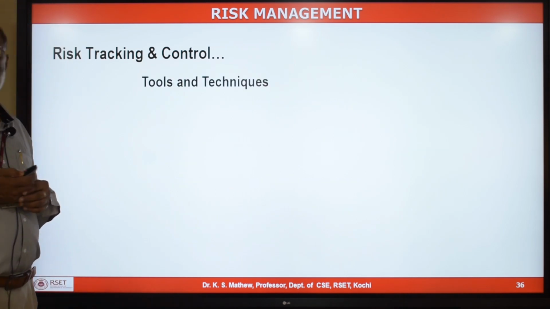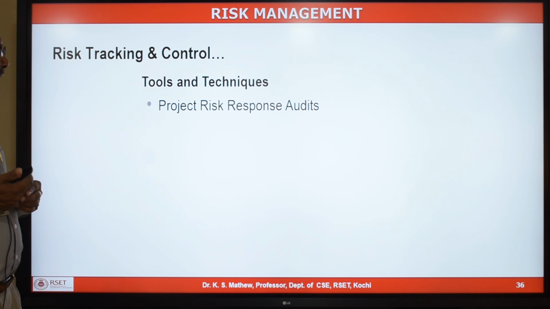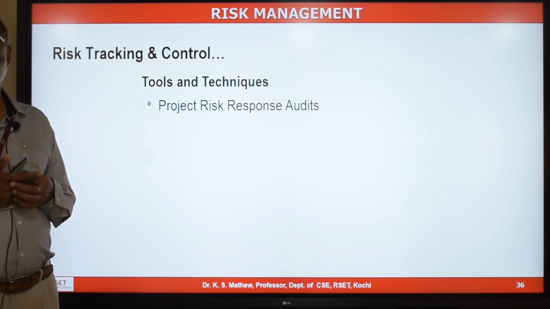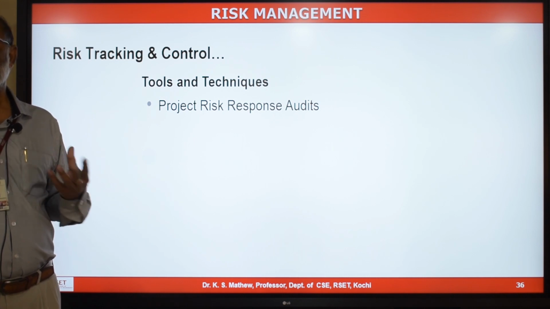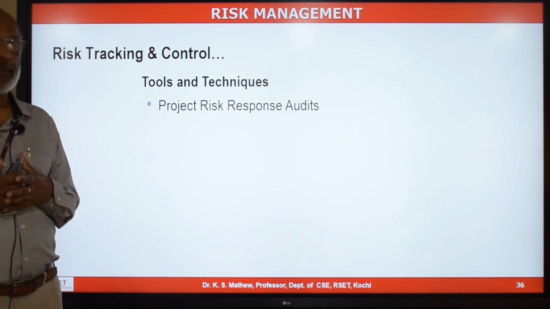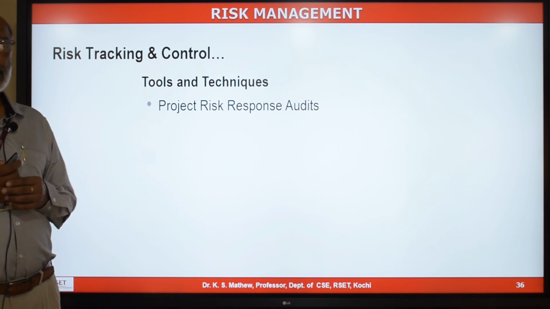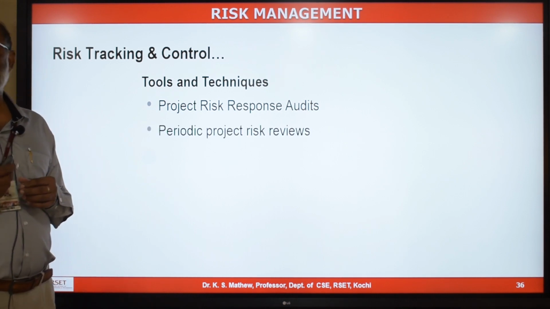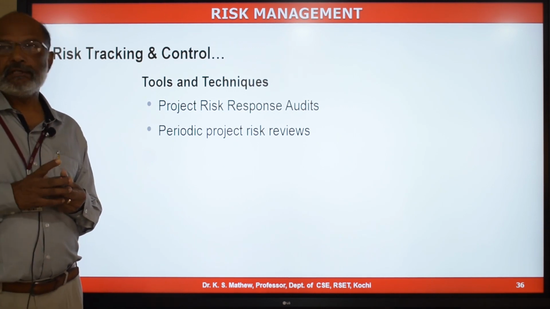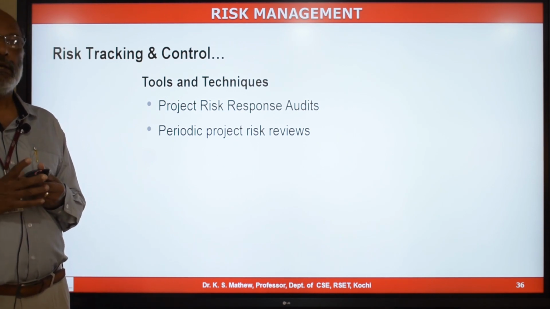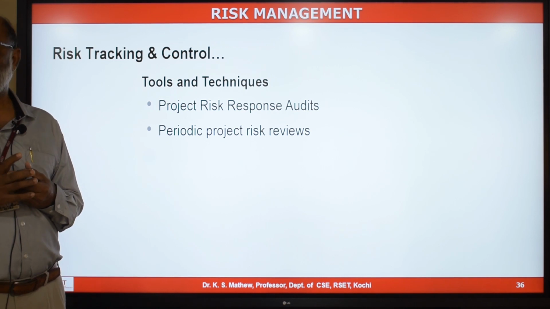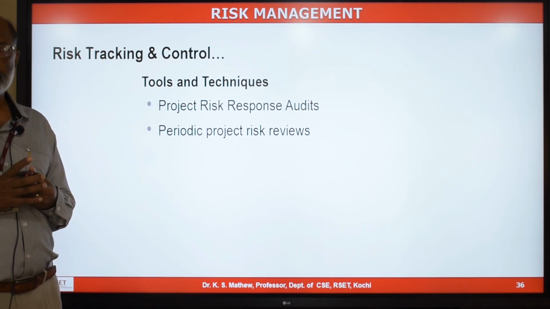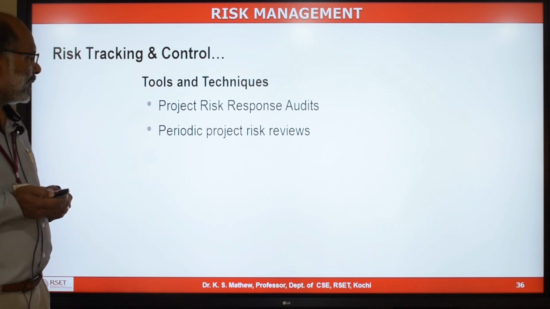What are the tools and techniques we can use for risk tracking and control? Project risk response audit. As part of your project quality audit, you need to also review the risk management activities in the project, which will help you to track and control the risk management aspects. Periodic project risk reviews. As part of your project status and progress review every week, you should also review all the identified risks and make necessary changes in the priority as well as the action whenever required.